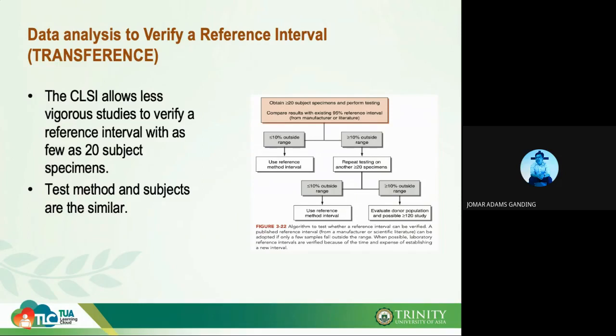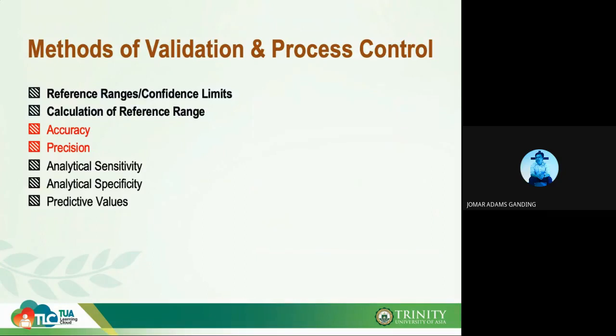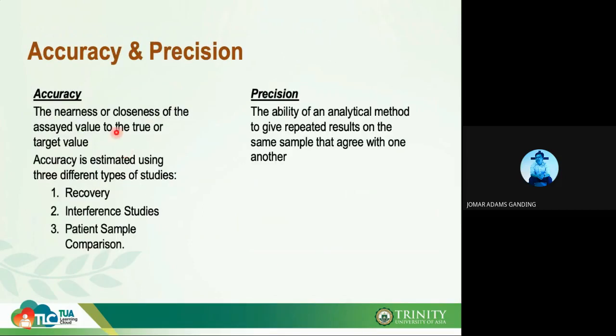Now let's proceed to the methods of validation. So let's just explain what is accuracy and precision. Accuracy is the nearness or the closeness of the assay's value to the true value. There are different tests that you can do to estimate accuracy: recovery study, interference study, and patient sample comparison.